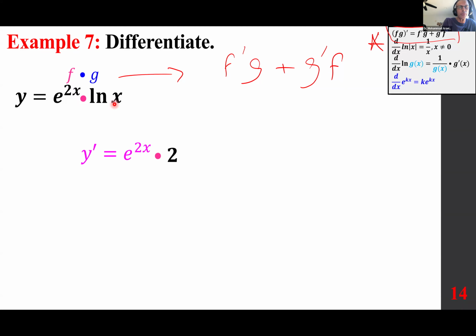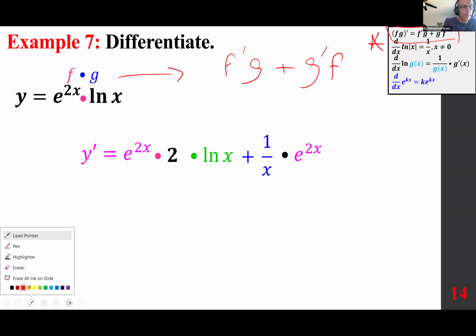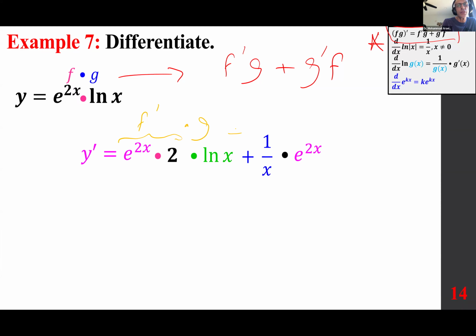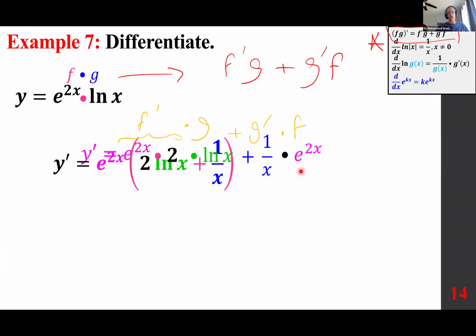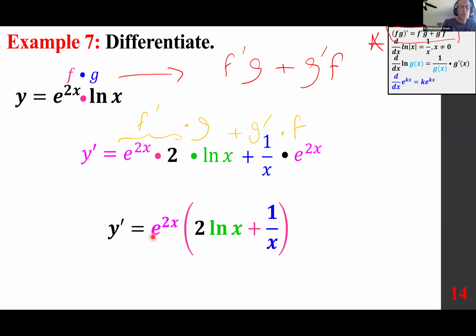So this is f prime times g, ln x, plus g prime, the derivative of ln x is 1 over x, times f, e to the power of 2x. In other words, we have f prime g plus g prime f. We take the common factor of e to the power of 2x out, times 2 ln x here plus 1 over x here. So the final answer, y prime, is e to the power of 2x, parentheses 2 ln x plus 1 over x.